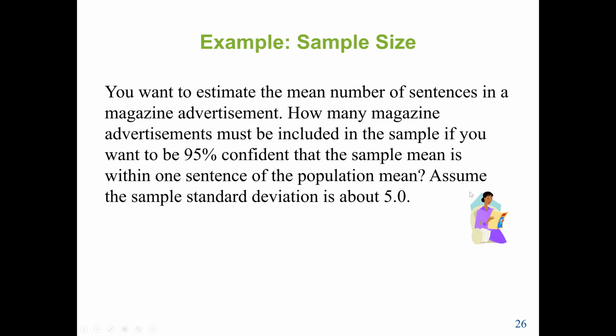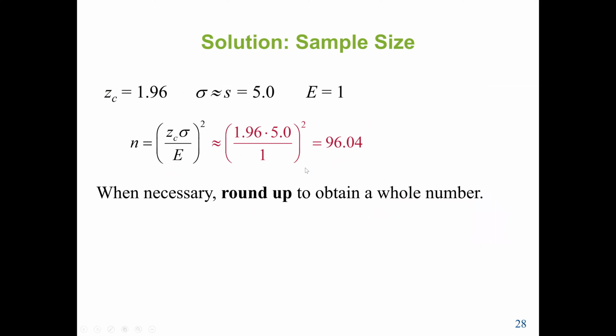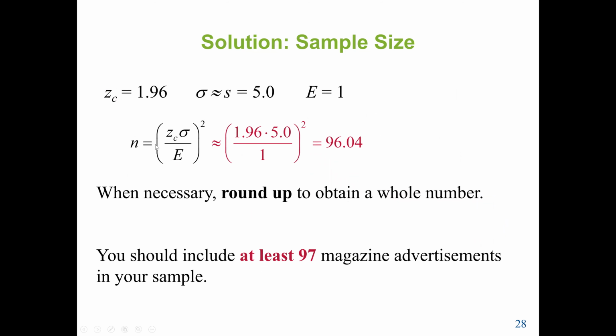Again, this is the question: you want to estimate the mean number of sentences in a magazine advertisement, assuming the sample standard deviation is given. So we plug in the values: 1.96 times 5.0 divided by 1, because E is 1, all squared, so we get 96.05. Now here we say that when necessary, we should round up to obtain a whole number. So for example, 96.001, we make it 97.